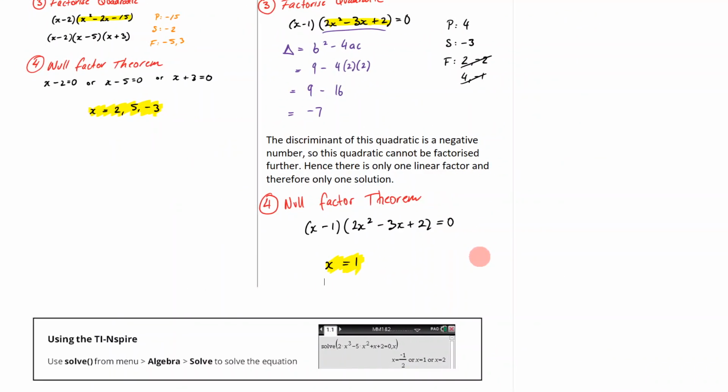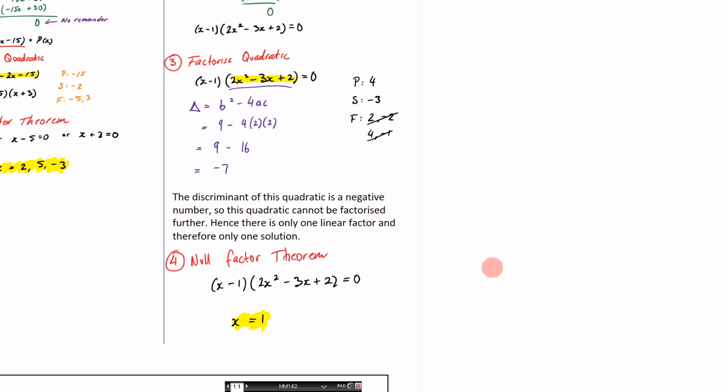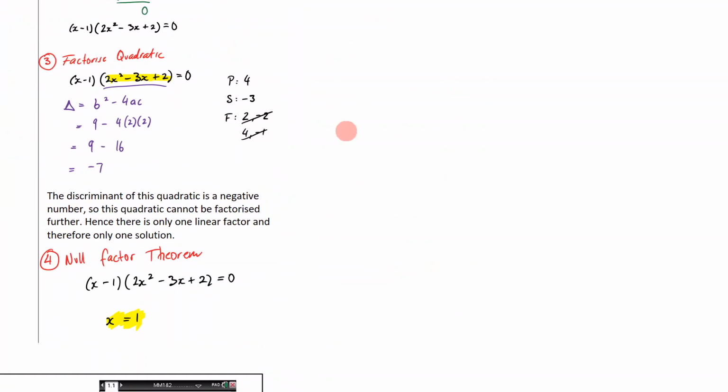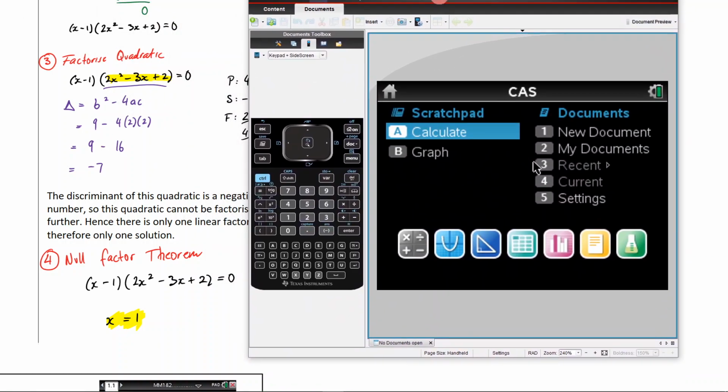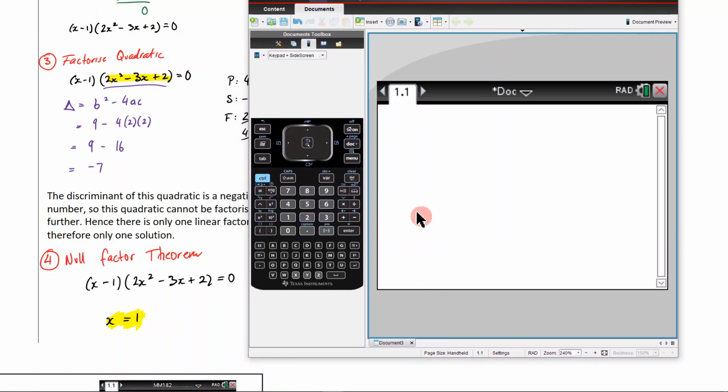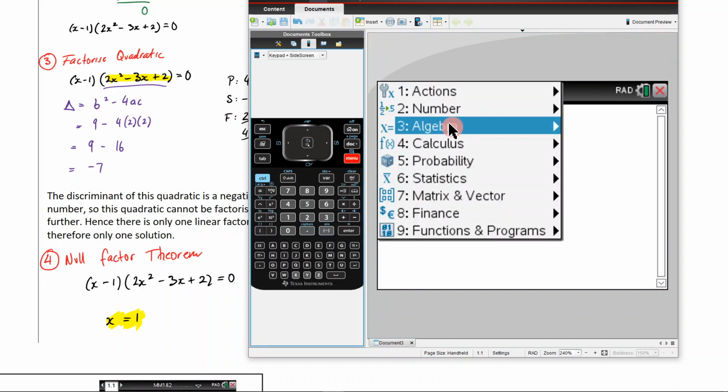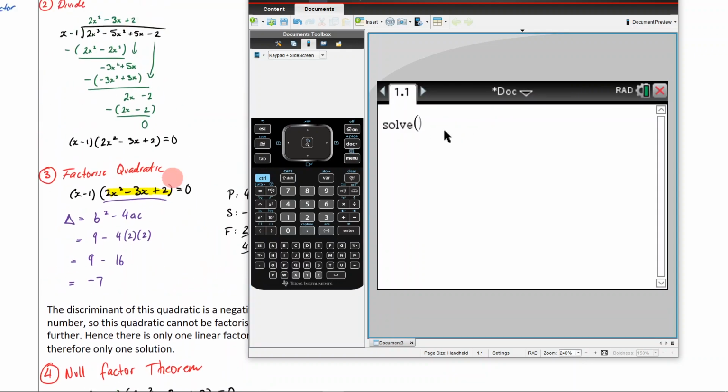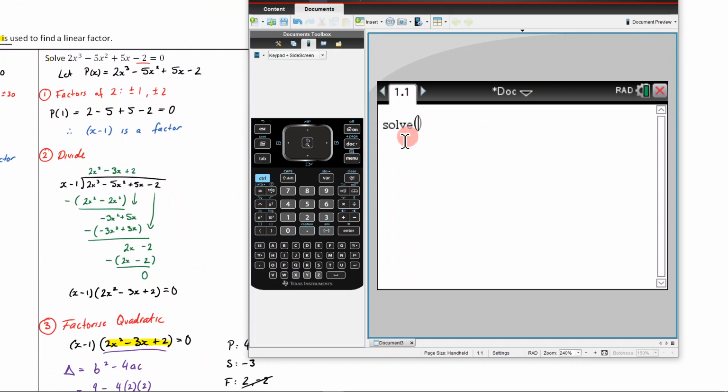There's only one solution to this, which means graphically, if we were to think about it, what does this mean? It means that there's only one x-intercept. So let's bring down our CAS, and let's just have a look at this. So if I was to go to the menu, algebra, solve, and I would have to come up here to look at what I was given. So I'm solving 2x³ - 5x² + 5x - 2 = 0, hit enter, and I only get one answer out, x equals 1.